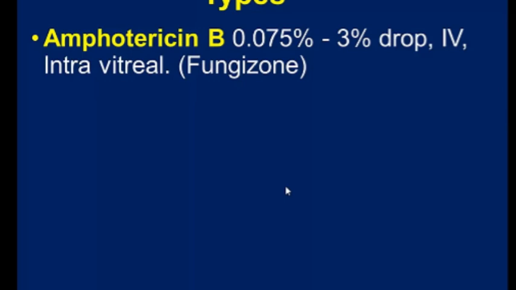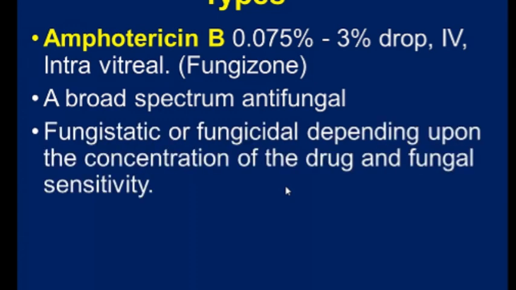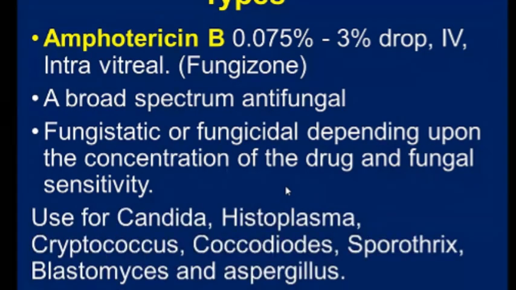Another example is amphotericin B. It's a broad spectrum antifungal drug, and it's fungistatic and fungicidal too, depending on the concentration of the drug. So when you give a lower concentration, it's fungistatic. When you give a higher concentration, it becomes fungicidal. So it's used in cases of candida infection, histoplasma infection, cryptococcus infection. So all these are fungal infections.